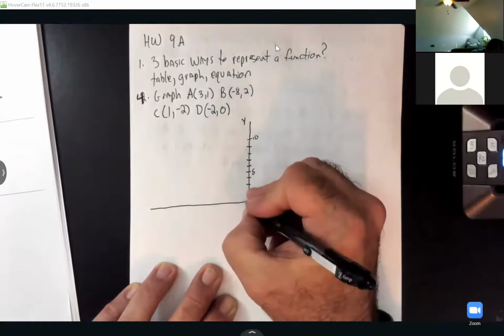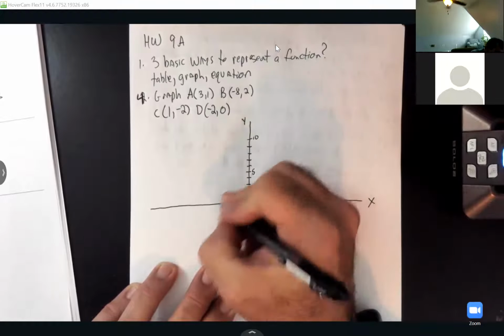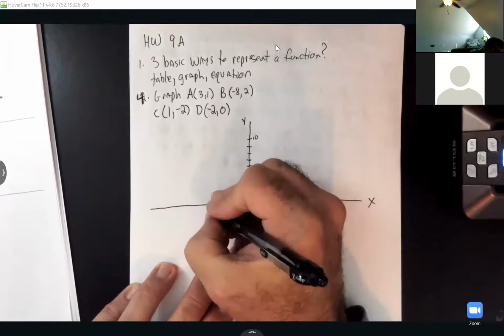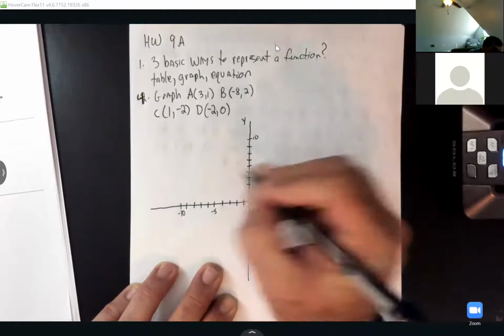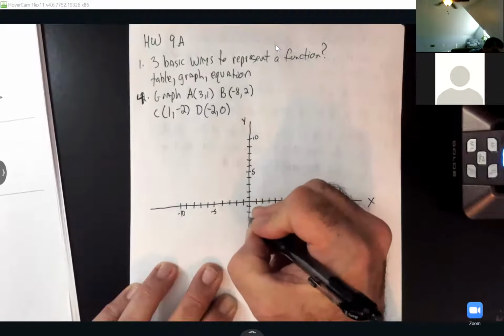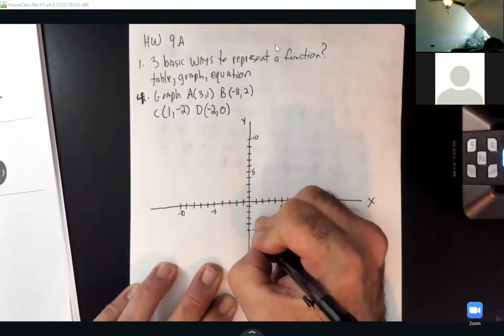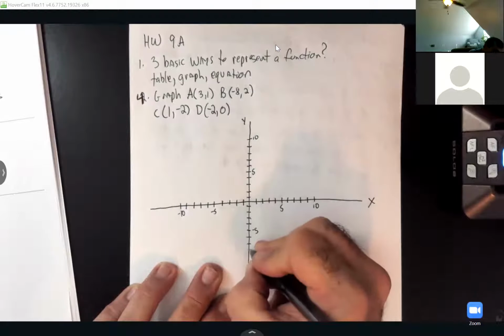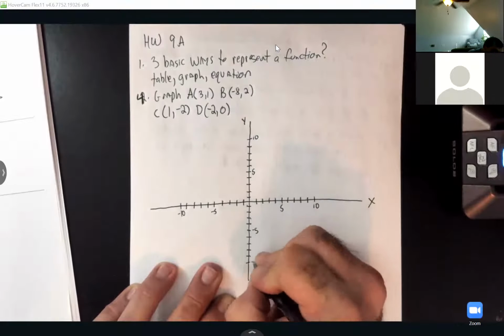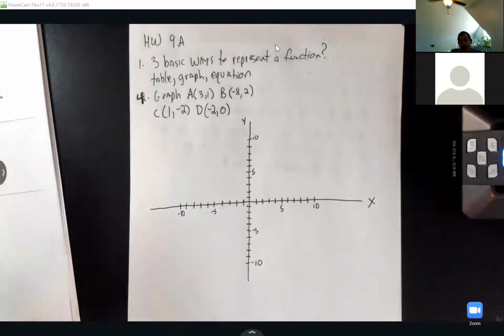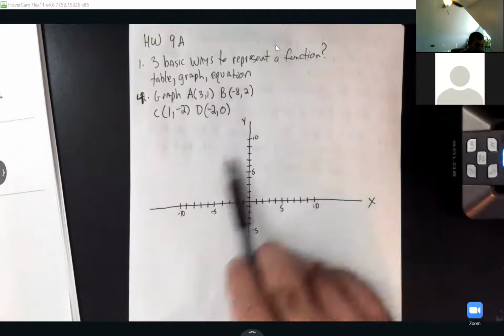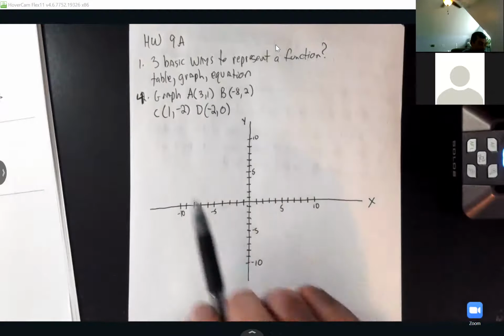To the left side, they're negative. So -1, -2, -3, -4, -5, -6, -7, -8, -9, -10. And then when they go down, they're negative also. So there's -5, -6, -7, -8, -9, -10. So when I plot these points, they want me to put the letter by them because they'll have 4 pictures of one of these answers, okay? So you're going to plot these 4 points on this graph and label them.